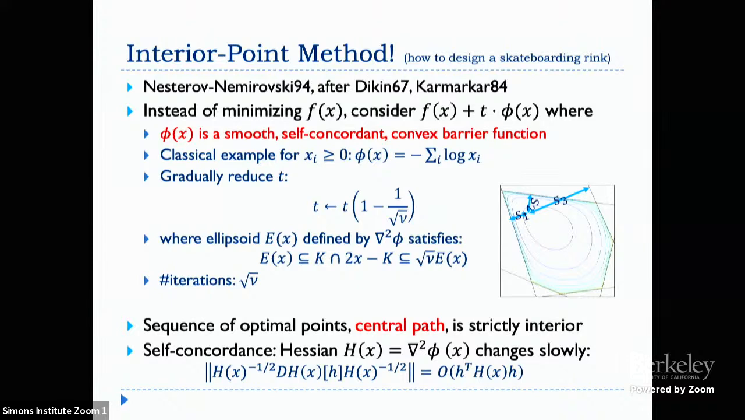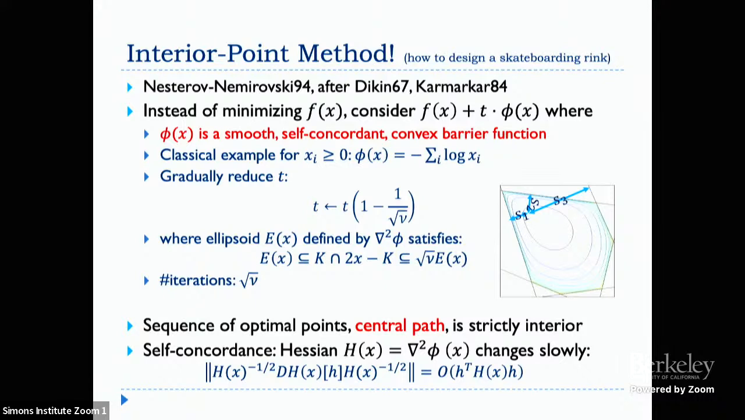I'll draw a figure for this in a second. But it's sort of measuring how well the Hessian approximates the local geometry. Okay, we'll see in a second. But so that's the key parameter here, nu. How well does it approximate the local geometry? And you go at that rate, 1 minus 1 over root nu.